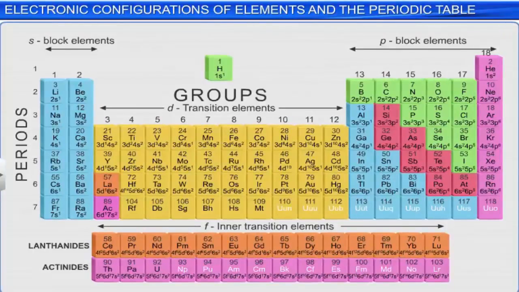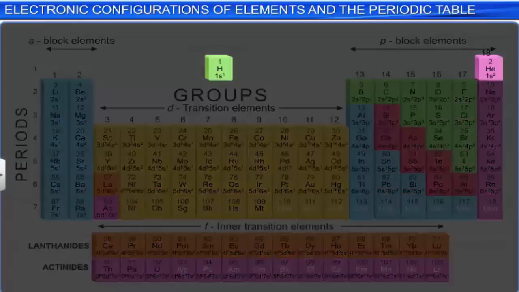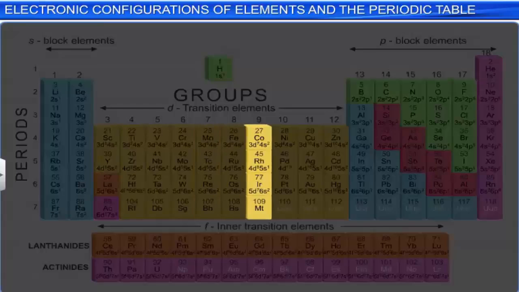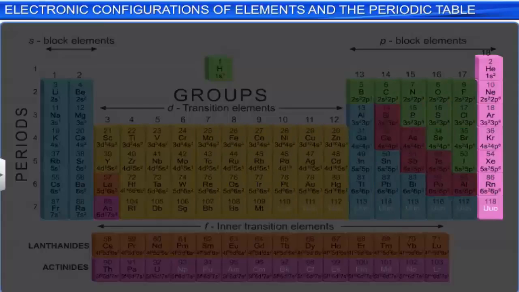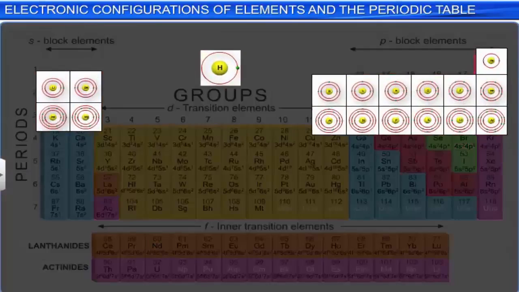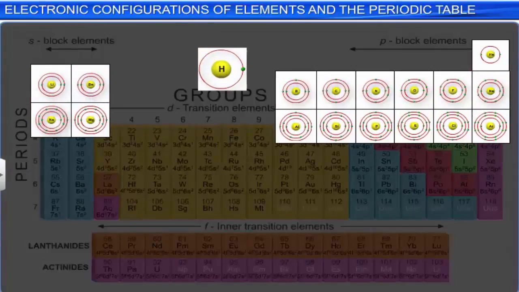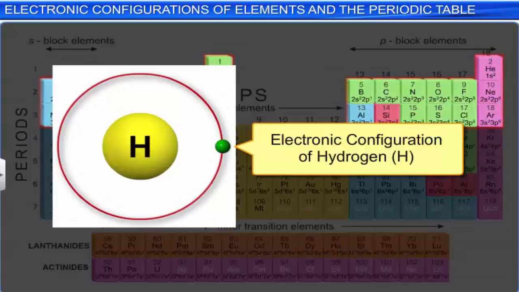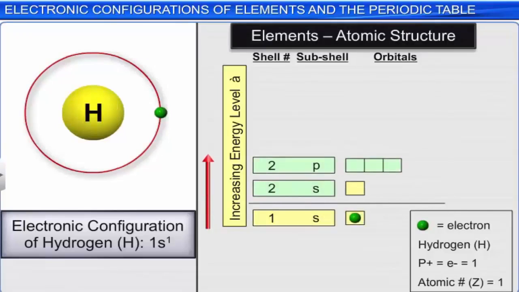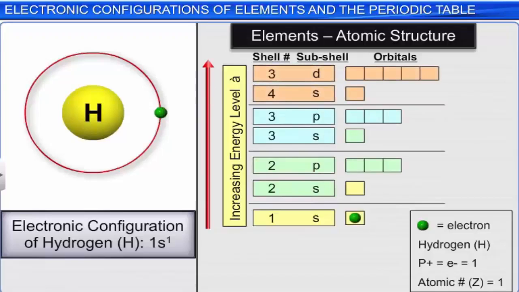It arranges all the known elements into 7 periods and 18 groups, based on their electronic configuration. Why use electronic configuration to decide the arrangement of the elements? To find the answer to this question, let's first review what electronic configuration means. The term electronic configuration refers to the distribution of electrons in the shells and orbitals of an atom.